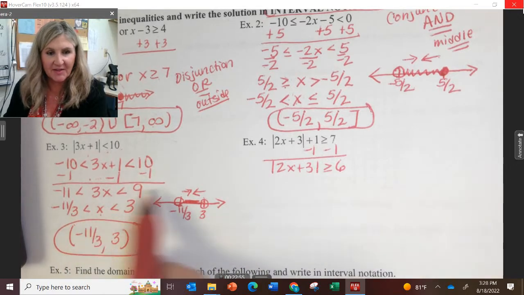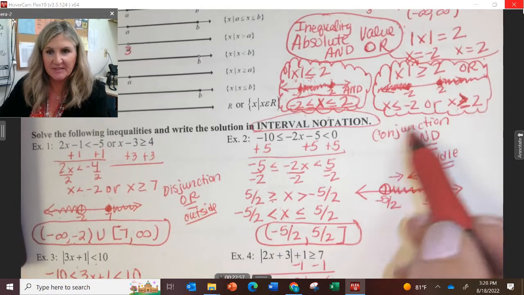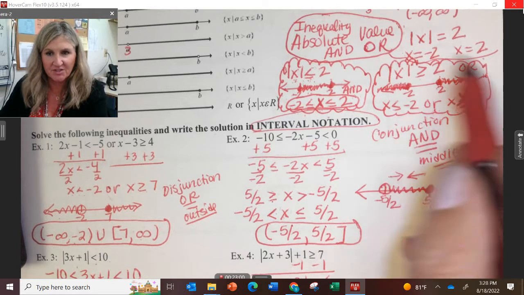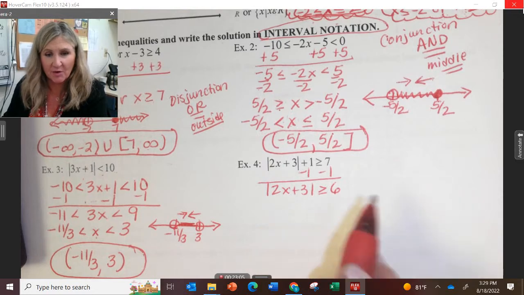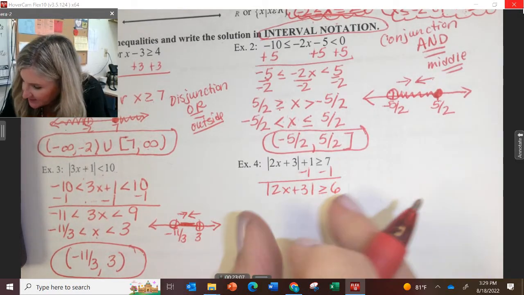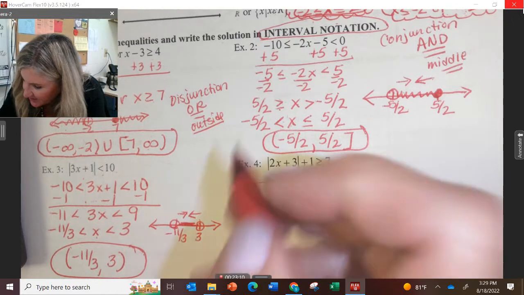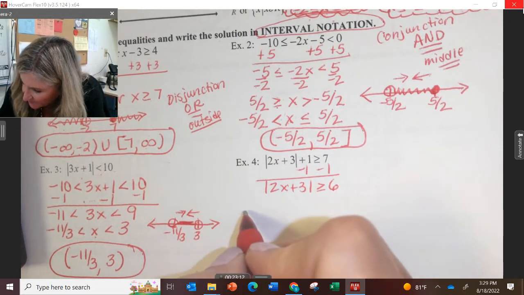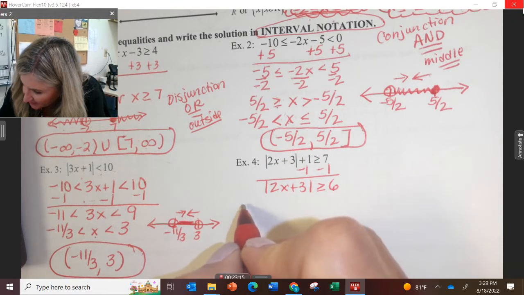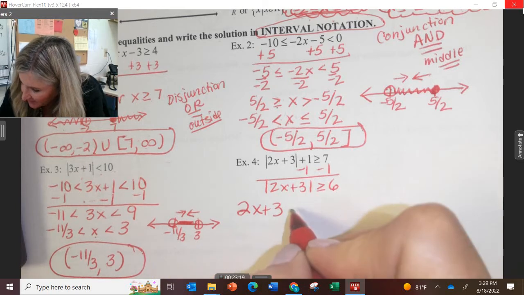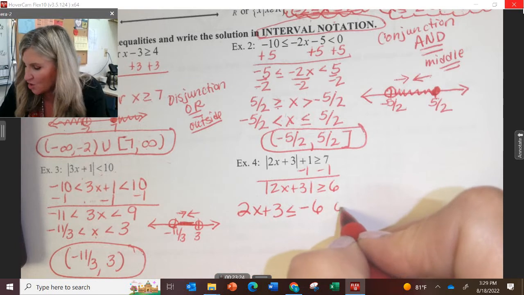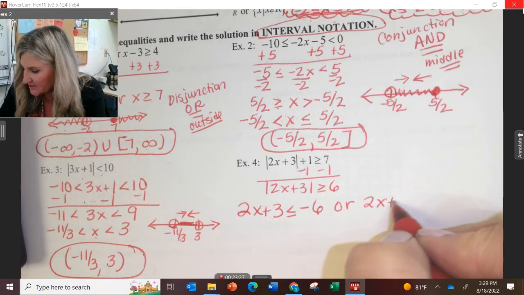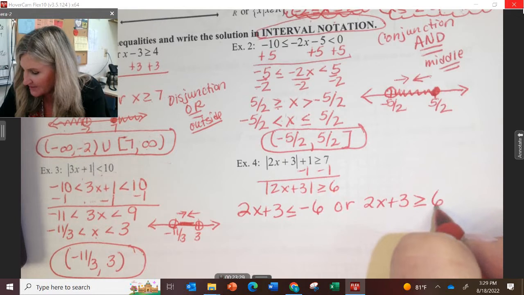Is it going to be set up like this one was? Or is it going to be set up this way as the disjunction, as the "or" problem? It's greater than. It's going to be the "or" problem. So I take this to convert it from the absolute value into the inequality form. I'm going to have to do 2x plus 3 is less than or equal to negative 6, or 2x plus 3 is greater than positive 6.